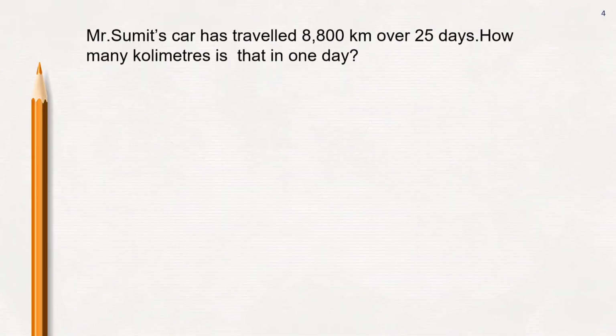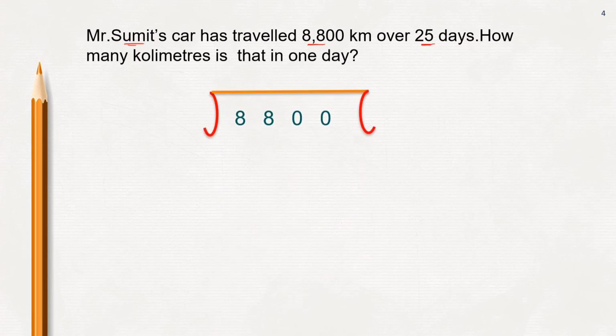Look at one more example here. Mr. Sumit's car has travelled 8,800 km over 25 days. How many kilometers is that in one day? It has travelled 8,800 kilometers in 25 days. We'll have to find out how much it might have travelled in one day. 8,800 is the dividend which has to be divided by the divisor 25.